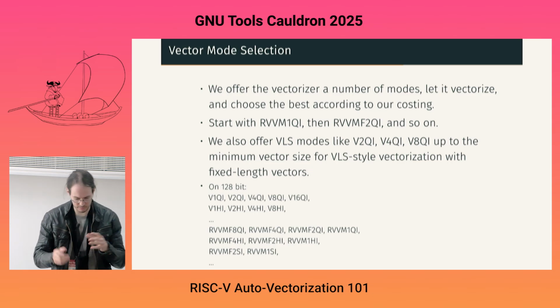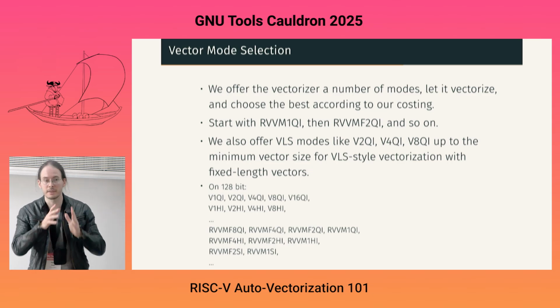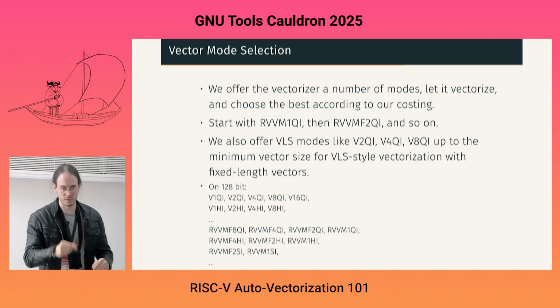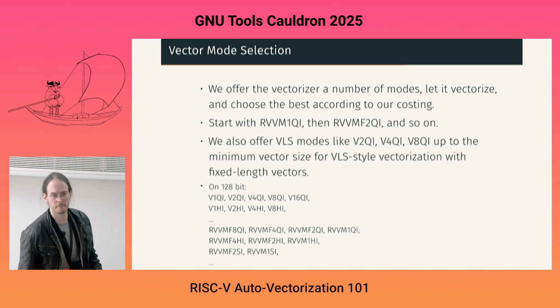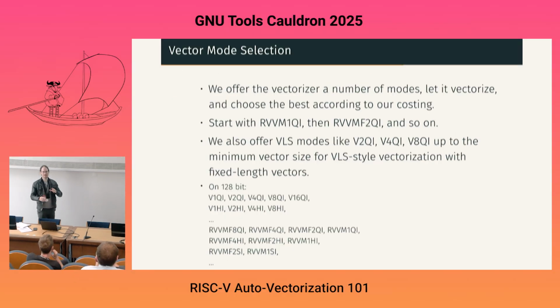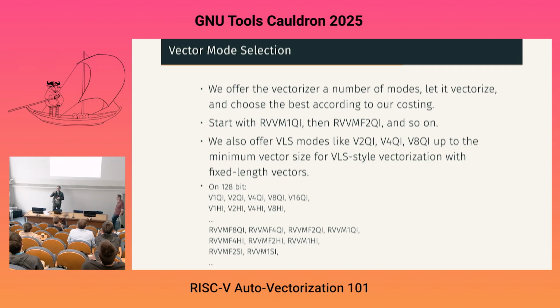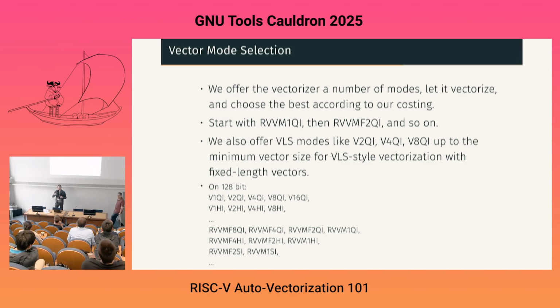So we start with, let's say, M1 QI, then half the size, and that's how we get to a proper vector mode. So this looks like you have the fractional things, but yes. You don't have the LMUL 2? No, by default, the maximum LMUL is 1. Okay. Only if we specify the MRVV max LMUL 2, 4, or 8, we go higher. All right. So I think that's on one of the next slides.